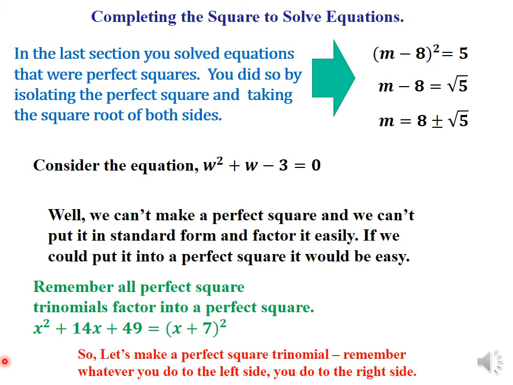Well, let's remember that all perfect square trinomials factor into a perfect square. For example, x squared plus 14x plus 49 can be factored into the quantity x plus 7 squared. So how about if we just turn that equation into a perfect square trinomial? Remember, whatever you do to the left side, you do to the right side.